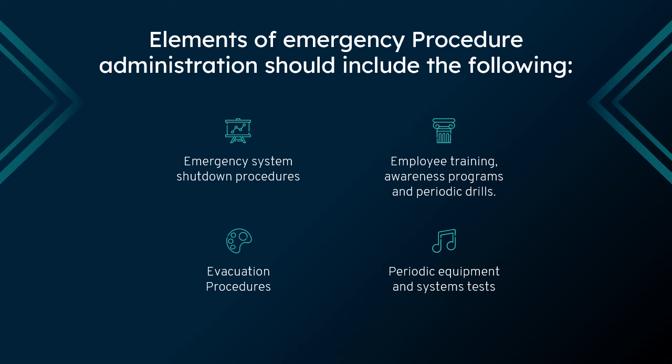Elements of emergency procedure administration should include the following. One, emergency system shutdown procedures. Two, evacuation procedures. Three, employee training, awareness programs, and periodic drills. Lastly, periodic equipment and systems tests.